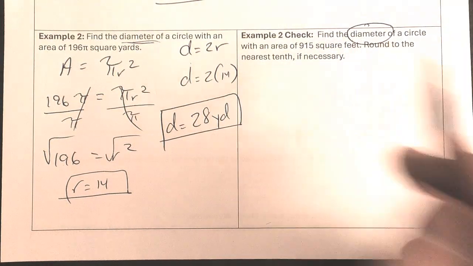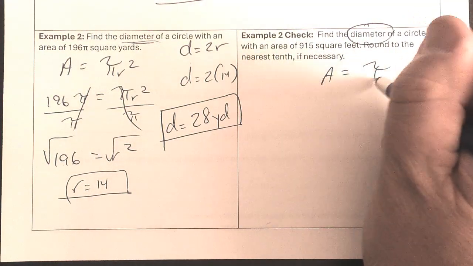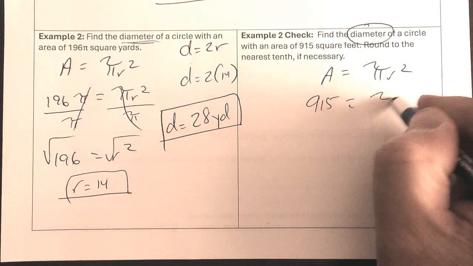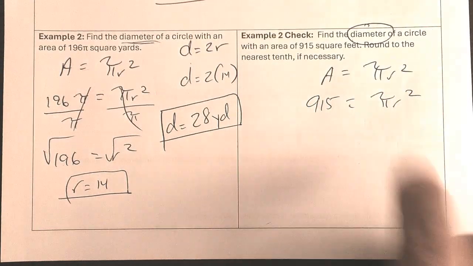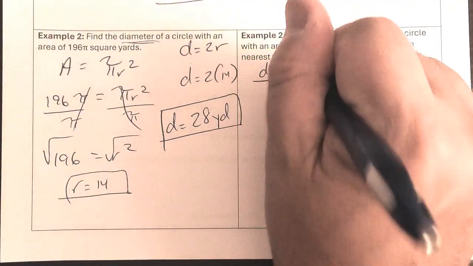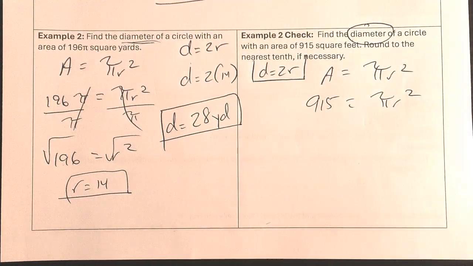You guys are going to do the same thing over here. Area equals pi r squared. I'll help you out by saying here's your 915 that equals pi r squared. Solve for r. The diameter equals 2 times the radius. They want the diameter. So there you go. Should be easy peasy.